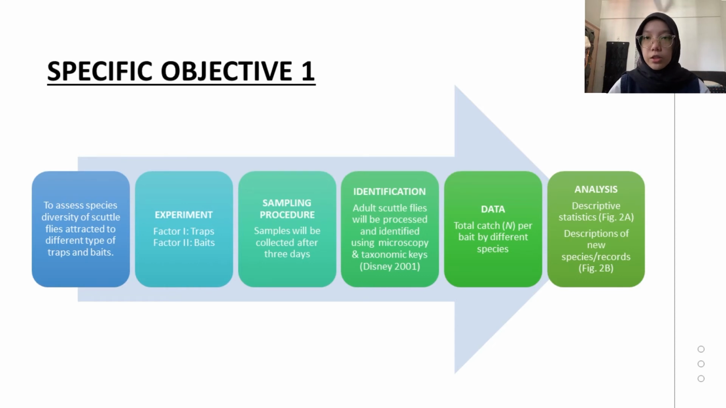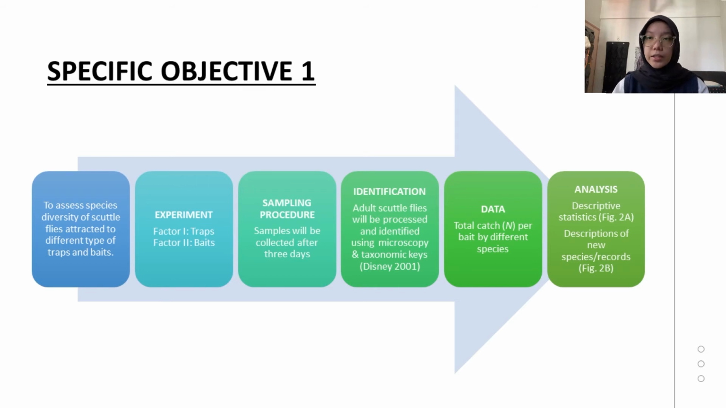For the methodology of the first specific objective, which is to assess species diversity of scuttleflies attracted to different types of traps and baits, the experiment will be involving 2 factors, which are traps and baits. Traps will be placed at the sites and samples will be collected after 3 days. Adult scuttleflies obtained from Malaise traps and pen traps will be then preserved in 70% of ethanol.